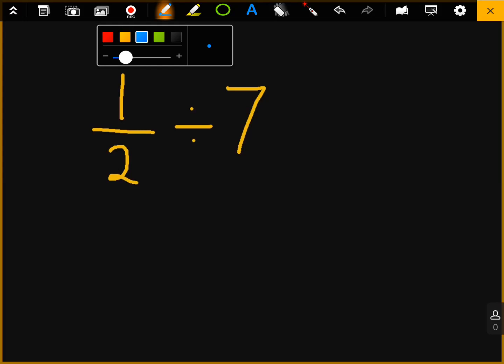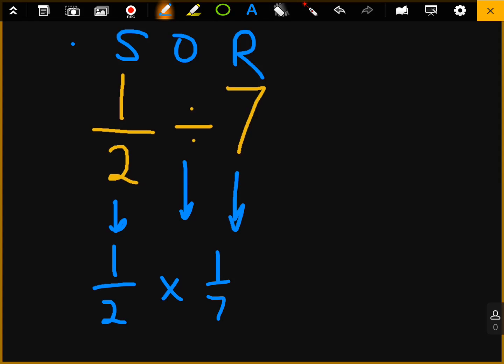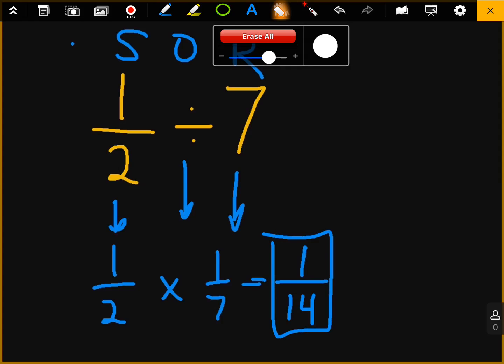So we have the SOR. SOR stands for same, opposite, reciprocal. So same, opposite, reciprocal. 1/2 stays the same. Opposite of division is multiplication. And the reciprocal of 7 is 1/7. And now you multiply. 1 times 1 is 1. 7 times 2, or 2 times 7, is 14. And that's your final answer. Okay? Let's do number 3.